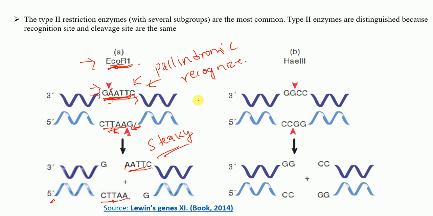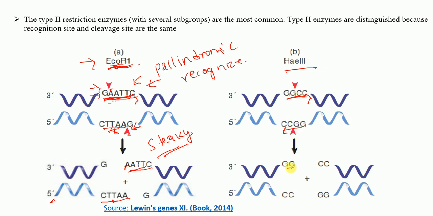Now if we take another example, guys, this restriction enzyme SmaI. The recognition sequence is this, GGCC, CCGG. If we read from this direction, GGCC, and if we read from the other direction, GGCC. So this is also palindromic in nature. And another important point is that it will cut in the middle, guys, from here.